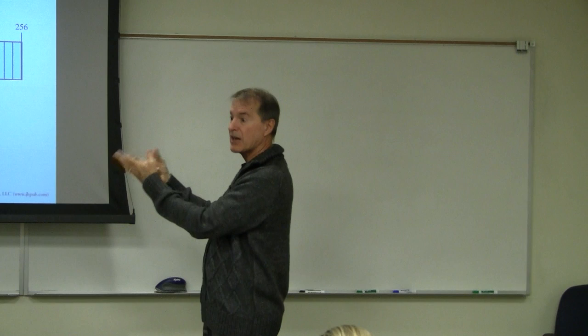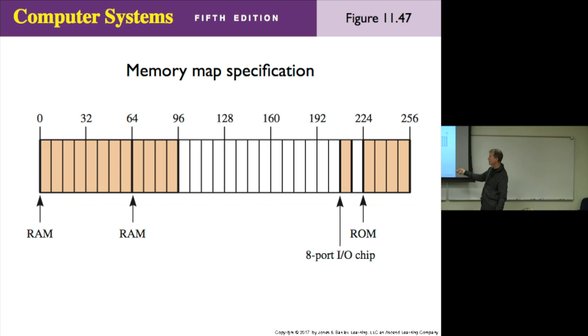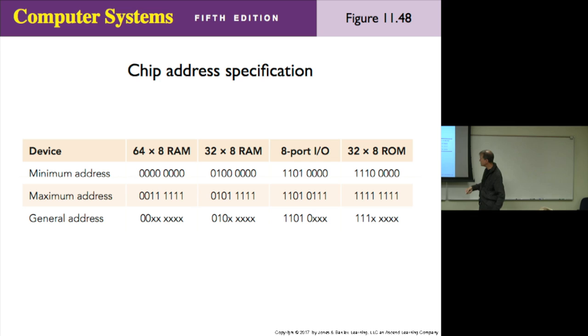So what did we say had to be true about this first RAM, the 64-byte RAM, in order for it to occupy addresses 0 through 63? We went to this table in figure 11.47, and we look at this column under 64x8 RAM, and we said, look, the minimum address is 00000000, and the maximum address is 00111111. Are you with me?